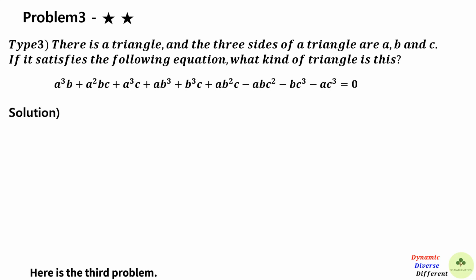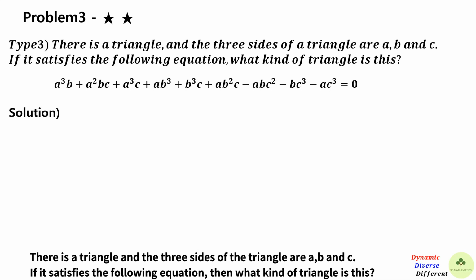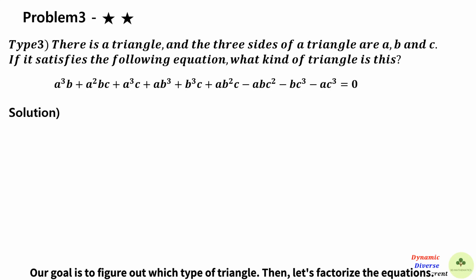Here is the third problem. This is one of the typical problems of factoring polynomials in South Korea. Let's solve it together. There is a triangle and the three sides of the triangle are A, B, and C. If they satisfy the following equation, then what kind of triangle is this?